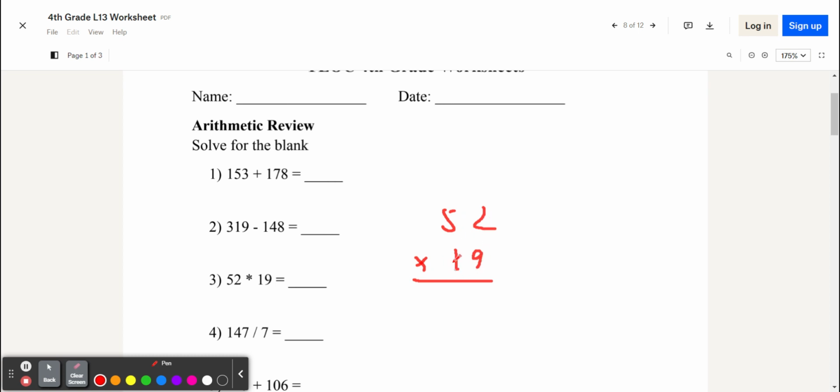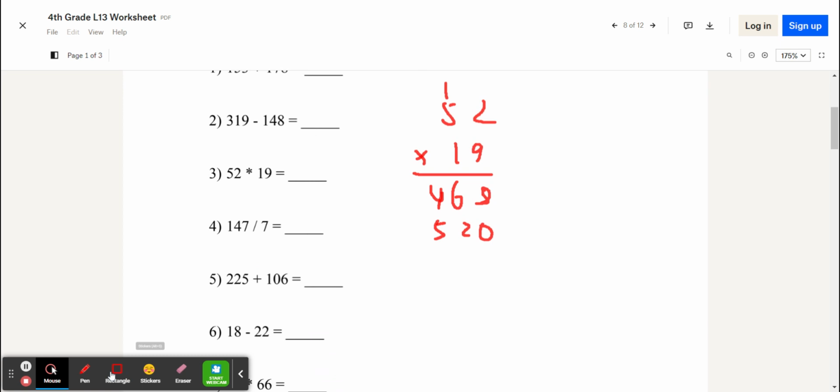So we multiply the 9 first, and then we multiply the 1, the 10. So 9 times 2 is 18, and then 9 times 5 is 45. So you get 468. And then you add a 0, and then 1 times 2 is 2, and then 1 times 5 would be 5. And so you would get 520 plus 468, which is 988.